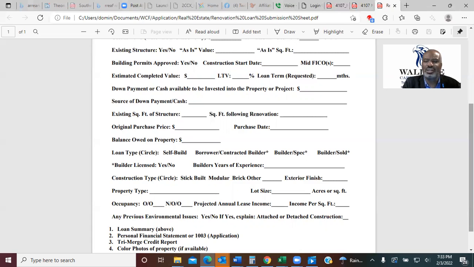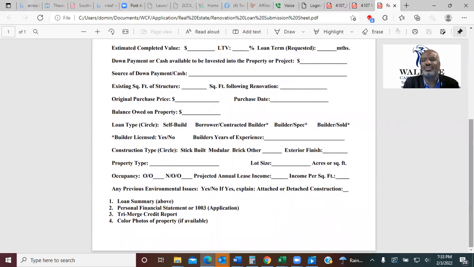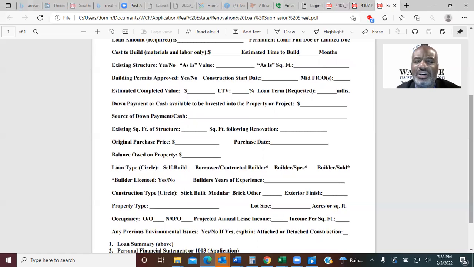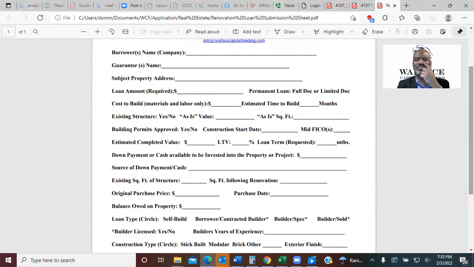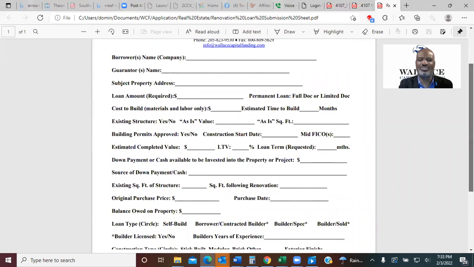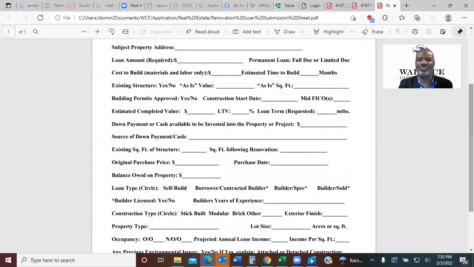And then, of course, the color photos of the property. We'd like to see the property, so take some pictures. Hopefully, we have some kind of cloud thing that we'll email you that you can upload the pictures to, or you can put it in some kind of cloud-based thing, because it's a lot of pictures. We want to get a really good view of the property and have you send that to us. You can email it to that email there, or you can fax it to us. And looking forward to getting that information from you.